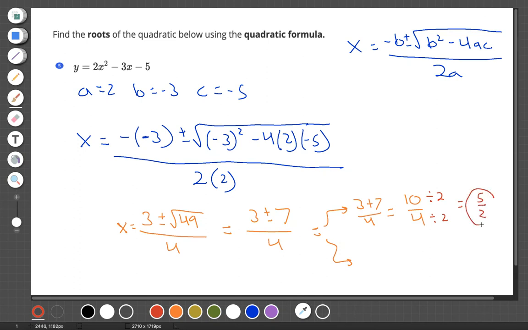So I prefer the answer as a fraction, and you'll get a lot of these where the answer is a fraction. All you can do is reduce it. You can't get the decimal. Okay. So then we subtract. So 3 minus 7 over 4 gives me -4 over 4, which gives me -1. So there you go.